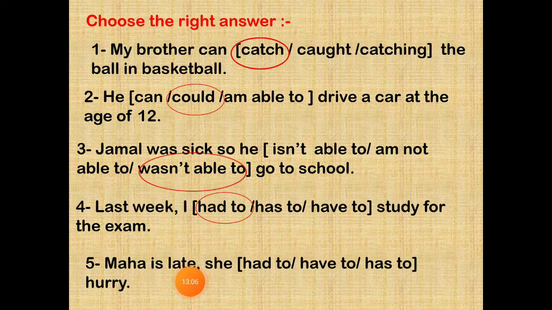Maha is late. هي متأخرة. She had to, have to, has to hurry. يجب عليها أن تسرع. من الضروري أن تسرع. It's necessary to hurry. What's the answer? Bravo. Yes, she has to hurry.